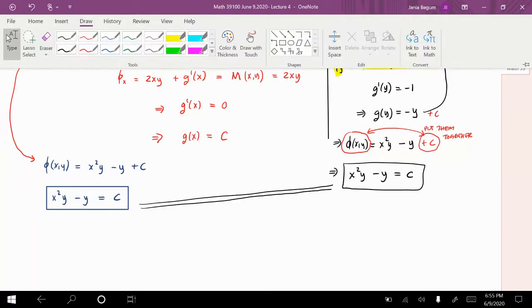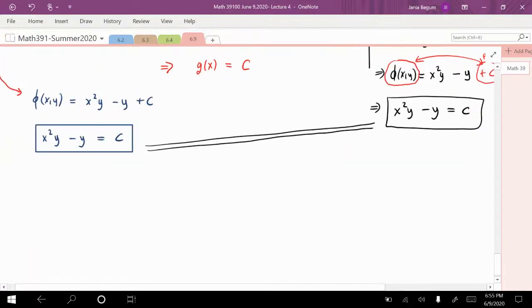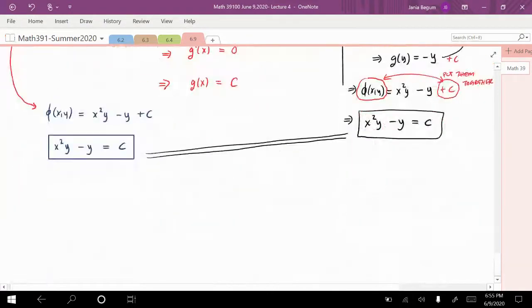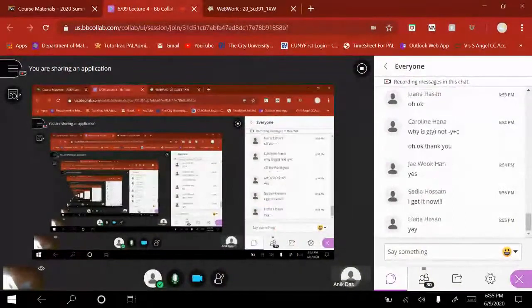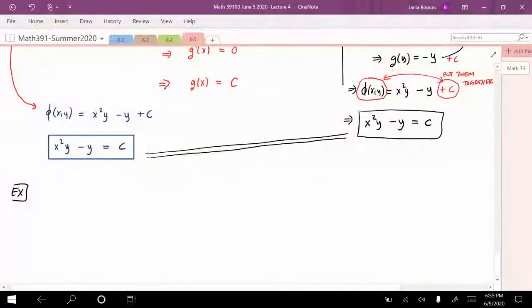Okay, let's try this one. So we want to solve the following. Right, so Sadia, you got it. Okay, that's good. Let me do this problem. I think this is a nice one. So let's solve the following.